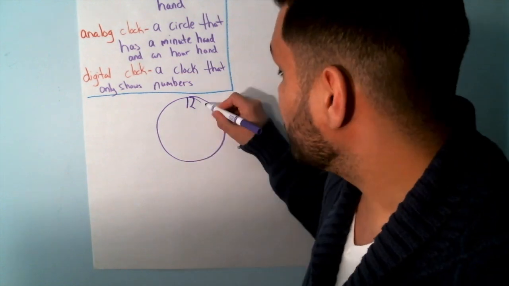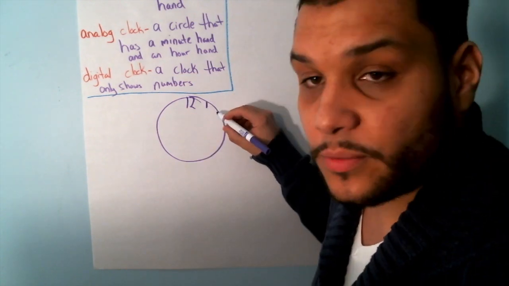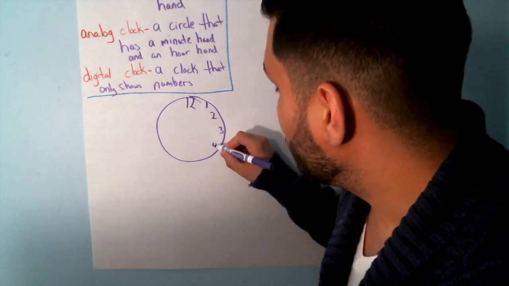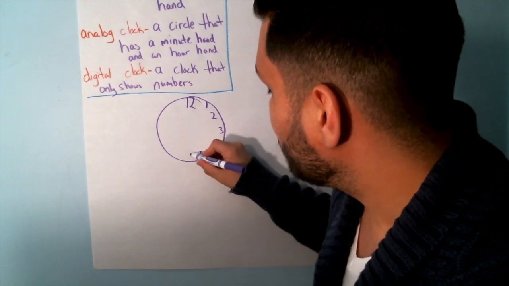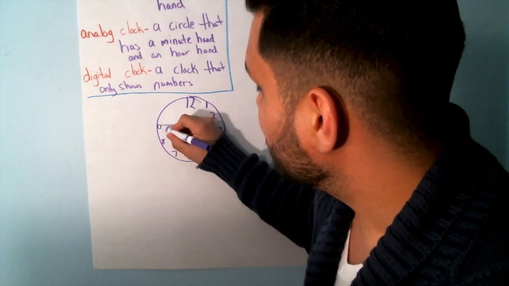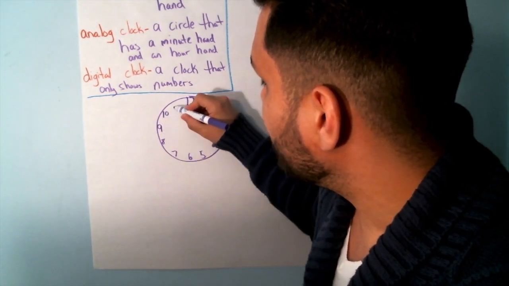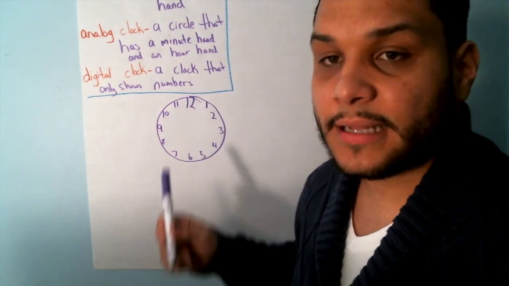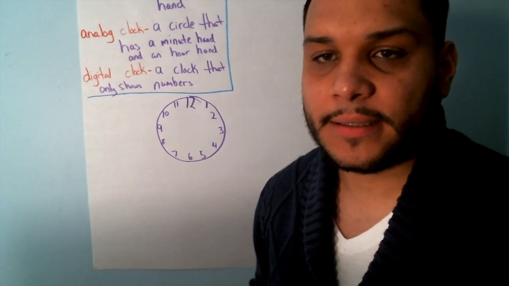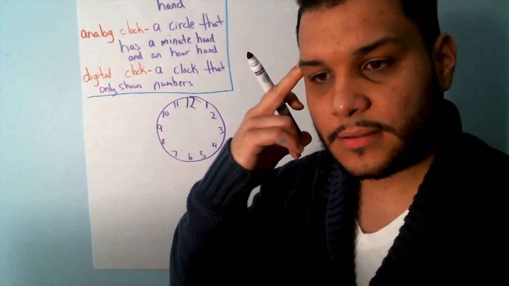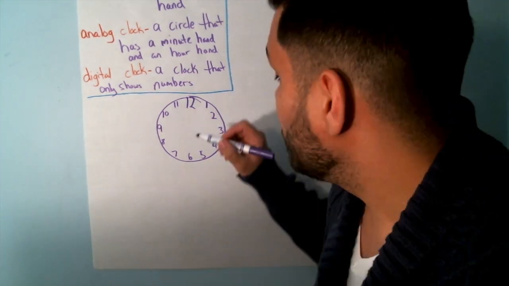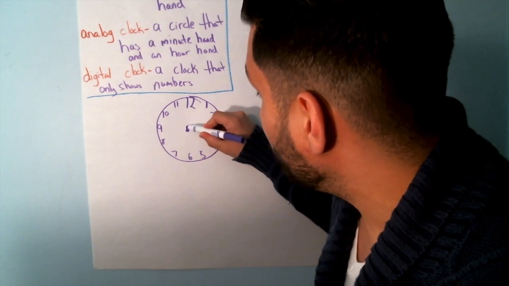Then I'm going to start. 1. What comes after the number 1? 2, 3, 4, 5, 6, 7, 8, 9, 10, 11, and 12. What else is missing in my analog clock? Let's think. Yes, 2 hands. My long hand is going to point at my 12.